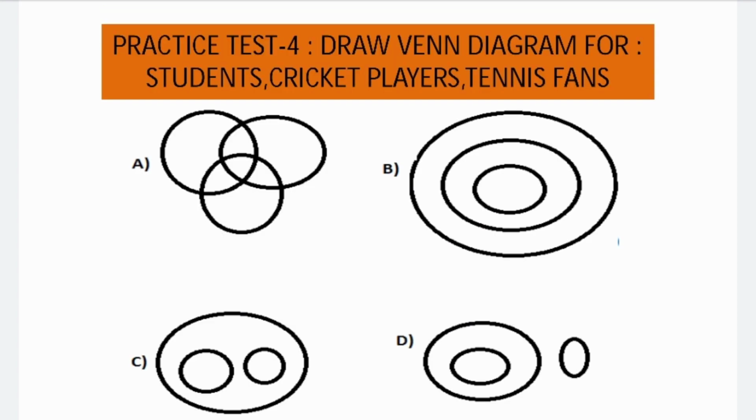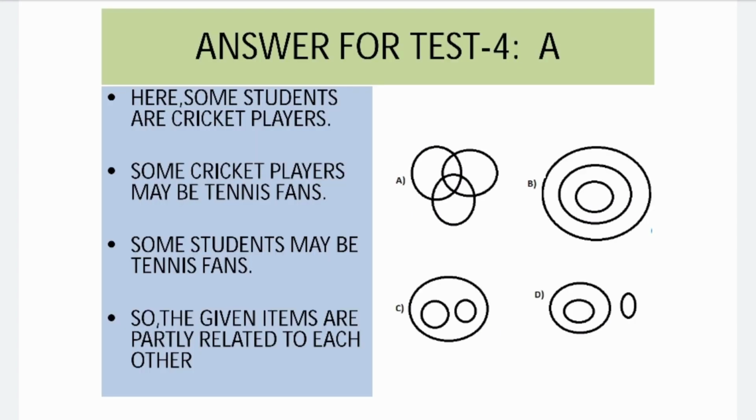Coming to the last and fourth question, draw a Venn diagram for students, cricket players and tennis fans. According to the question, I will give you some 10 seconds. It's time up. The answer is here. Some students are cricket players and some cricket players may be tennis fans and some students may be tennis fans. So the given items are partly related to each other.